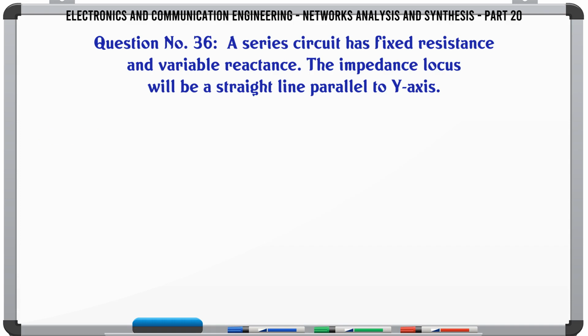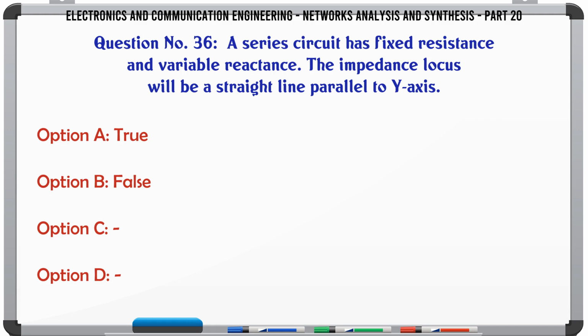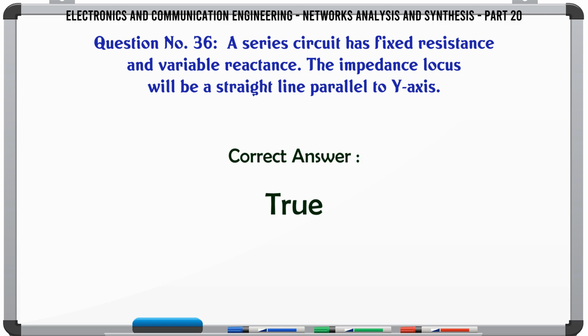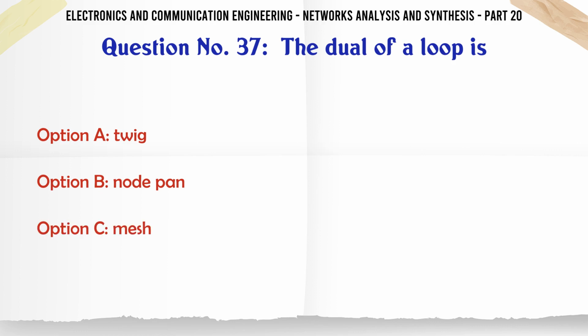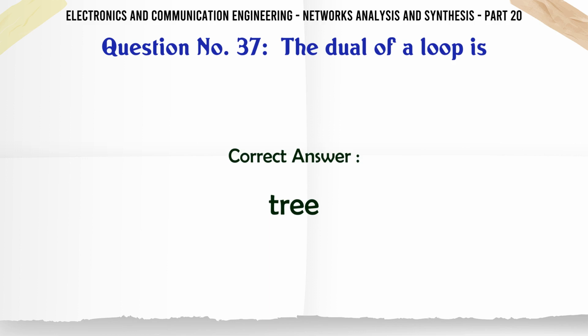A series circuit has fixed resistance and variable reactance. The impedance locus will be a straight line parallel to the y-axis. A. True, B. False. The correct answer is true. The dual of a loop is A. Twig, B. Node pair, C. Mesh, D. Tree. The correct answer is tree.